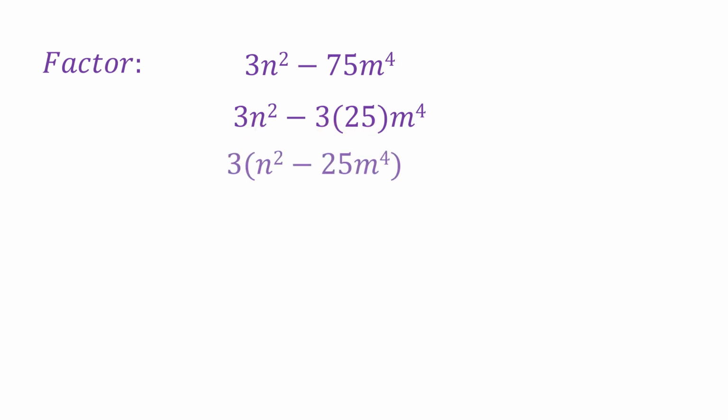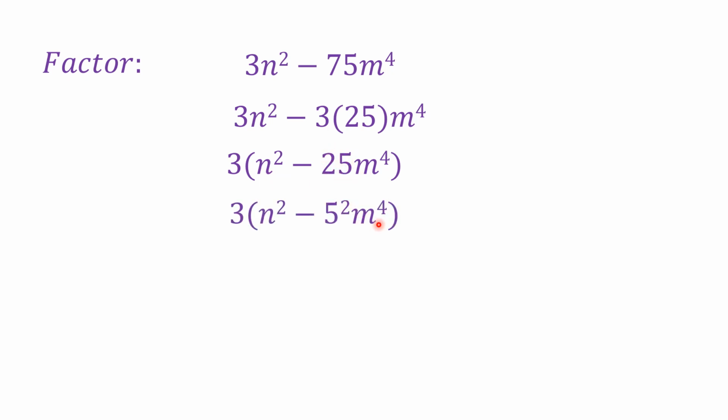Another example, so we have this. This is not a perfect square yet because 3 is not a perfect square. Well, 75 as well. But you can take out the 3 because they have common monomial factor 3. Both are divisible by 3 because 75 can be factored as 3 times 25. So both have 3. You can take out the 3, and it will look like this. So we have n squared minus 25m to the power 4. So that means these are perfect squares because 25 can be written as 5 squared.